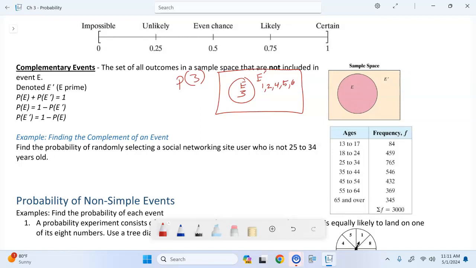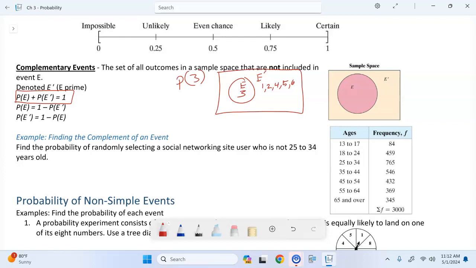Those are the complement. We denote those with E prime. That's that little symbol, E prime. And so the probability of an event and the probability of its complement always have to add up to 1. So when we know the probability of an event or we know the probability of its complement, we can use that relationship to solve for the other. You'll often see those diagrams with the sample space where inside the circle we have our event, outside the circle is everything else in that sample space.